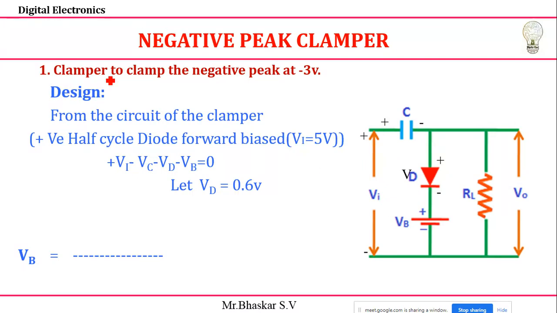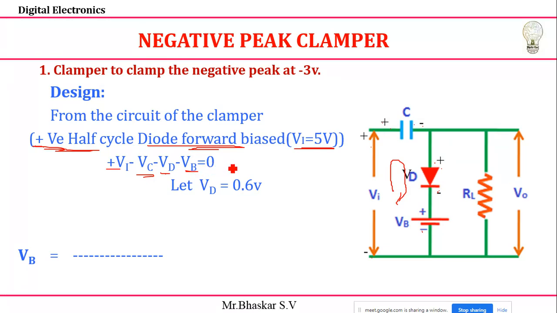Now the design part of this negative peak clamper. During the positive half cycle of my input signal, the diode is forward biased. Diode forward biased means the input maximum voltage, I'll take 5 volts. I'm going to apply KVL and write the equation. How? Minus to plus is increasing the potential, so I'll take plus Vi. Next plus to minus is decreasing the potential, I'll take minus of Vc. Next plus to minus decreasing, so I'll take minus of Vd. Next plus to minus decreasing, so it is minus of Vb. That is equal to 0.